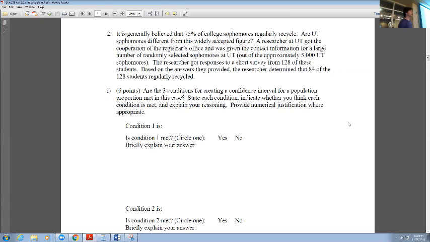But let's see. Condition 1, random. So what would we write right here? We'd write in that condition 1 is random, or randomization. Then we'd circle yes, because what? It states it right here. I'd even circle that. The problem says it was randomly selected.